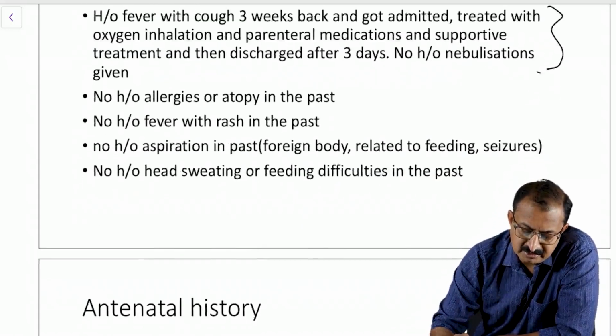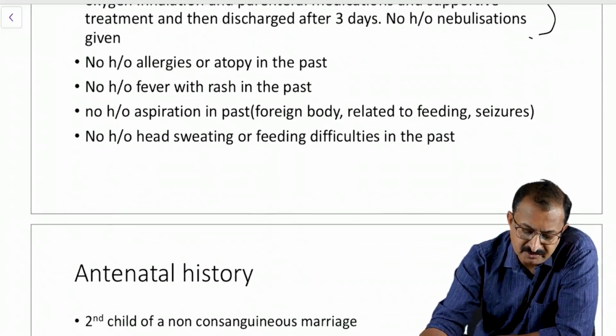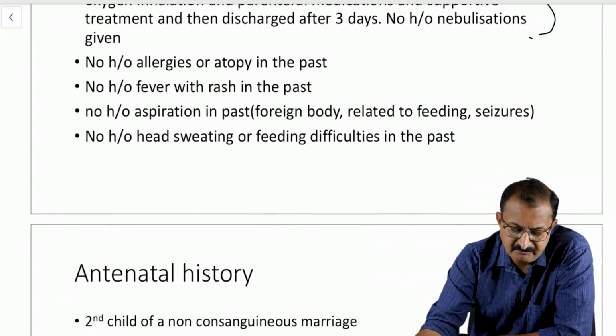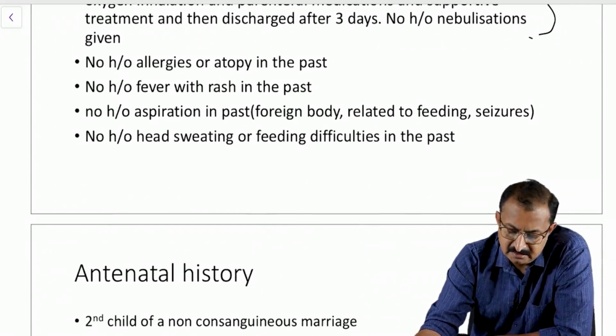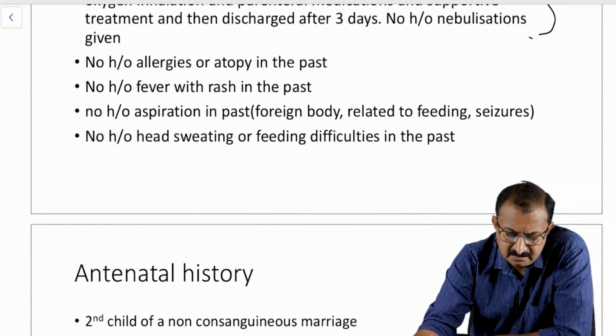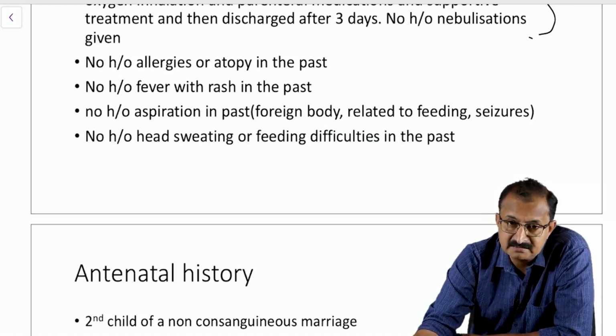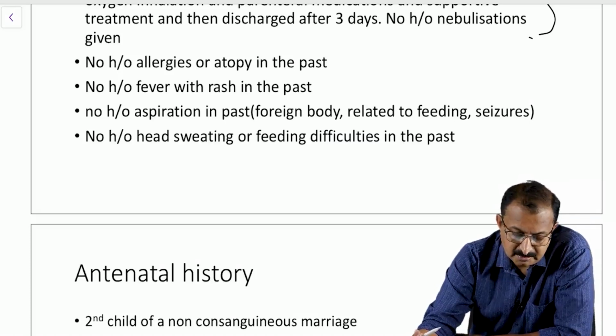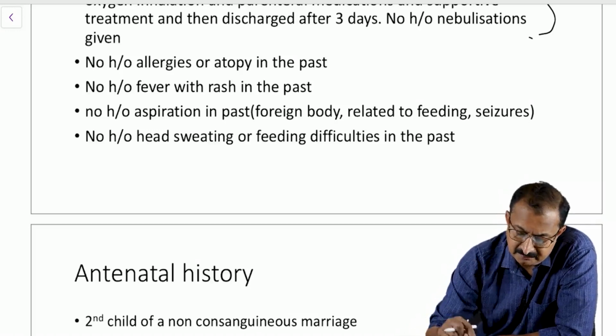There is no history of allergies or atopy in the past, no history of fever with rash in the past, no history of aspiration in the past. The usual situations of foreign body aspiration are during a seizure or related to feeding, or sometimes the elder siblings may give something to the baby orally. And no history of head sweating or feeding difficulty in the past.